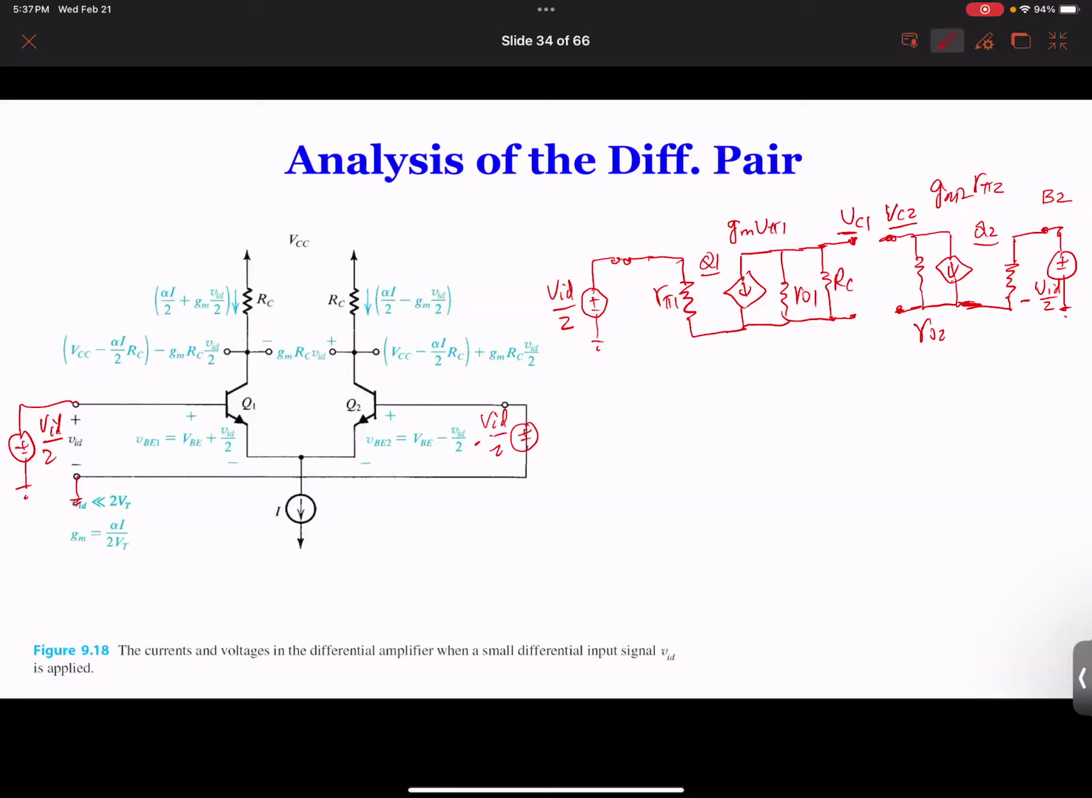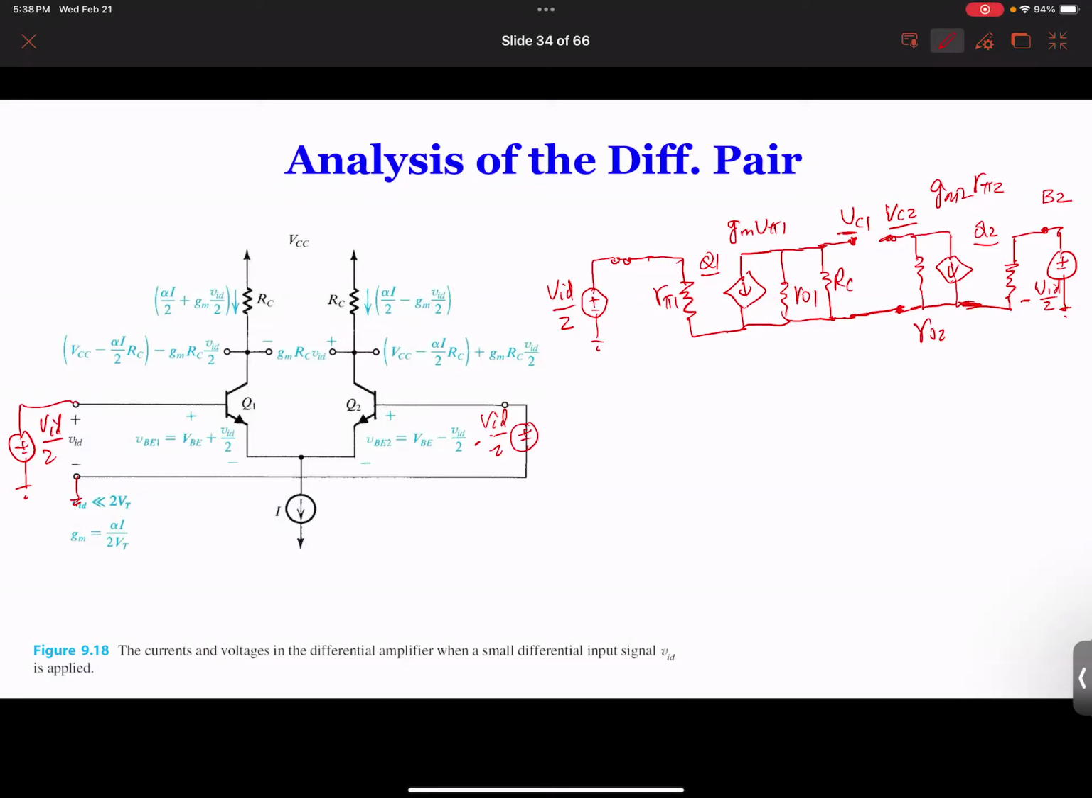Okay, so for the emitter, now it's important. For the emitter of Q1 and the emitter of Q2, they're connected, right? Okay, then we just simply connect them. This connection is actually important because if they're not connected, these two circuits will be like two separate circuits.